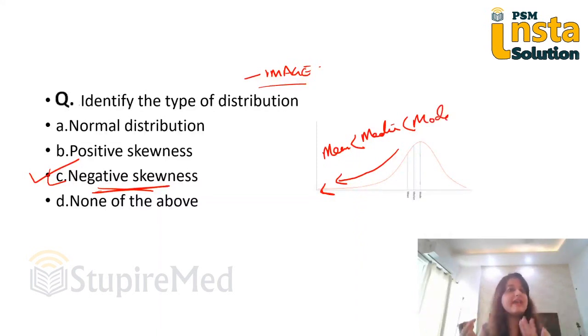Now they can directly ask you the interpretation, or they can give you an image and ask you to mark the answer. So I hope you've understood. This is a very important repeated question from biostatistics.